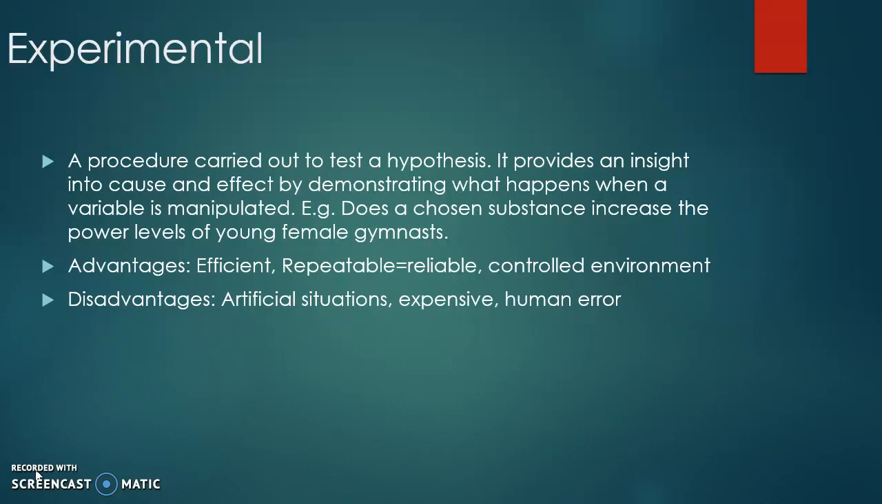Next up is experimental. This is a procedure carried out to test a hypothesis. It provides an insight into cause and effect by demonstrating what happens when a variable is manipulated. An example of this: does a chosen substance increase the power levels of young female gymnasts? So you could be testing how far they can jump, how high they can jump, different stuff like that that could play a big part in, say, a floor routine.